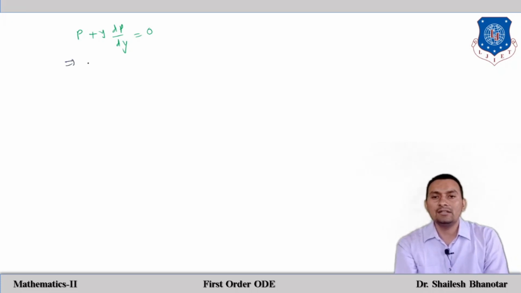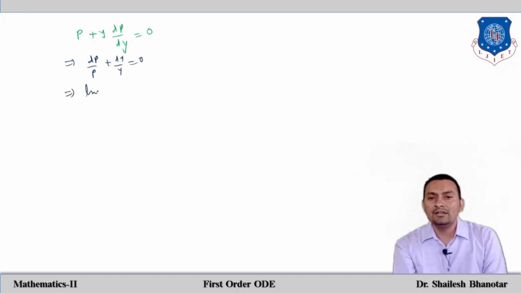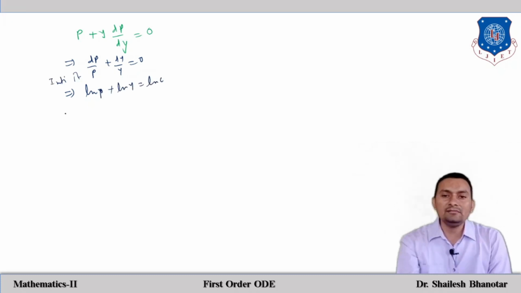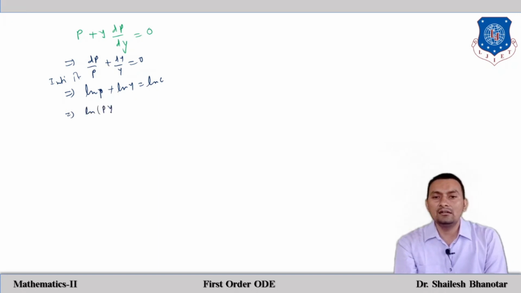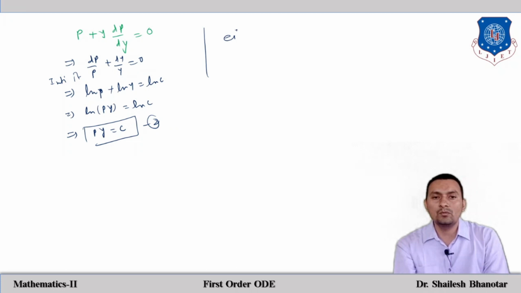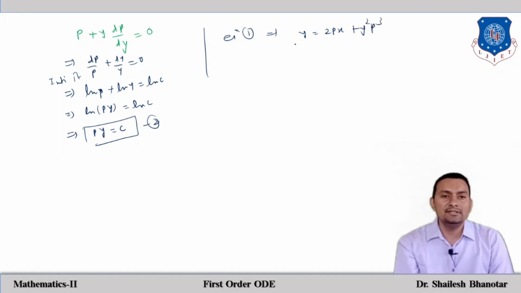So now I am just taking dp by p plus dy by y is equal to 0. So after integrating, you will have ln p plus ln y is equal to the integrating constant c. We can write, by the property of the logarithm, and taking the exponential function, py is equal to c. So this is our equation number 2, and equation number 1 is there. So what was equation number 1? Equation number 1 was y is equal to px plus y square p cube.